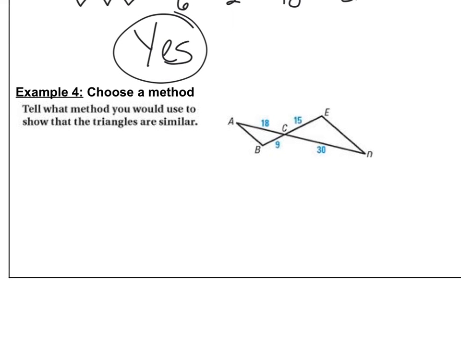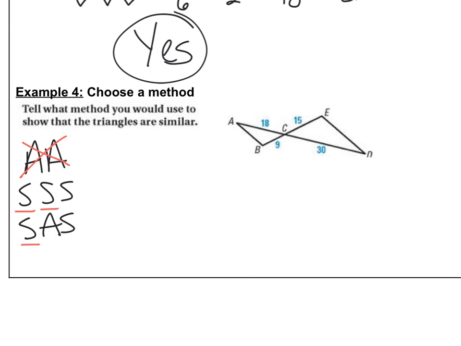Lastly, you have 3 options. You have angle-angle, you have side-side-side, and you have side-angle-side. Choose any method you want to show that these two triangles are similar. Right now, you should hopefully see that you have a side and a side. I personally would say that that rules out angle-angle, because we have 2 sides here and 2 sides here. So first off, let's see if they are even in proportion.